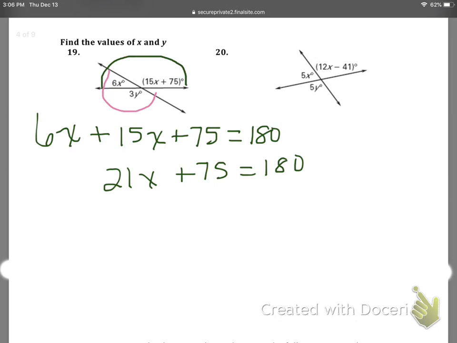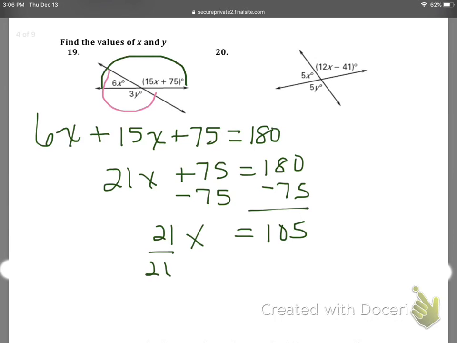So this is a two-step problem now. Here's step 1, move the number. So that's going to give me 105 equals 21x. And when I divide both sides by 21, I get x equals 5.